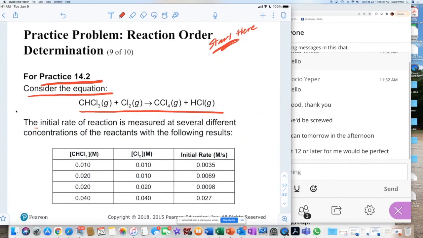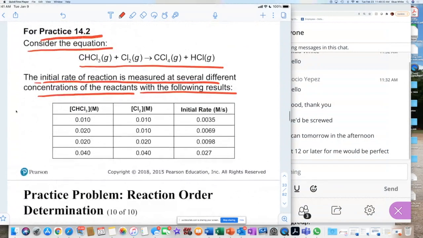Initial rate. Actually, we're going to be figuring out the reaction order. I have to use the units. The initial rate of the reaction is measured at several different concentrations of the reactants with the following results. Raised to the power one, so the one we have is implied.